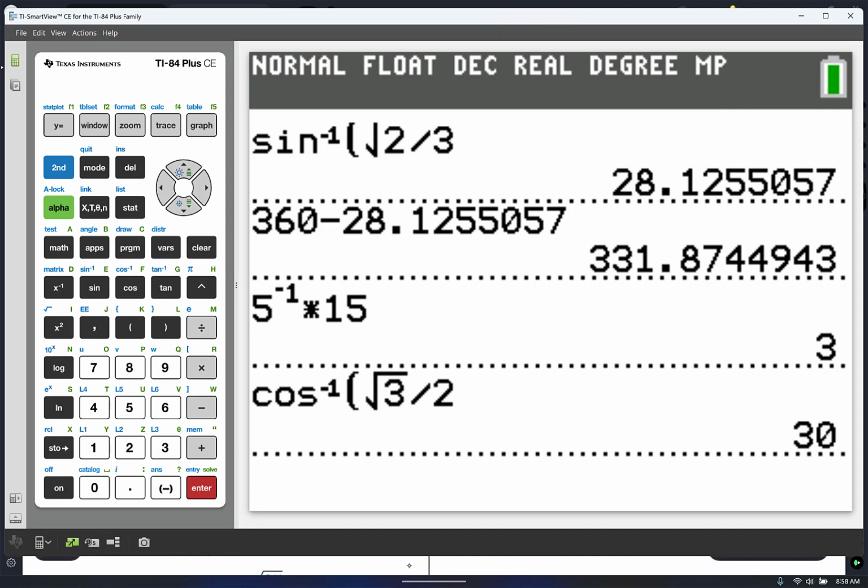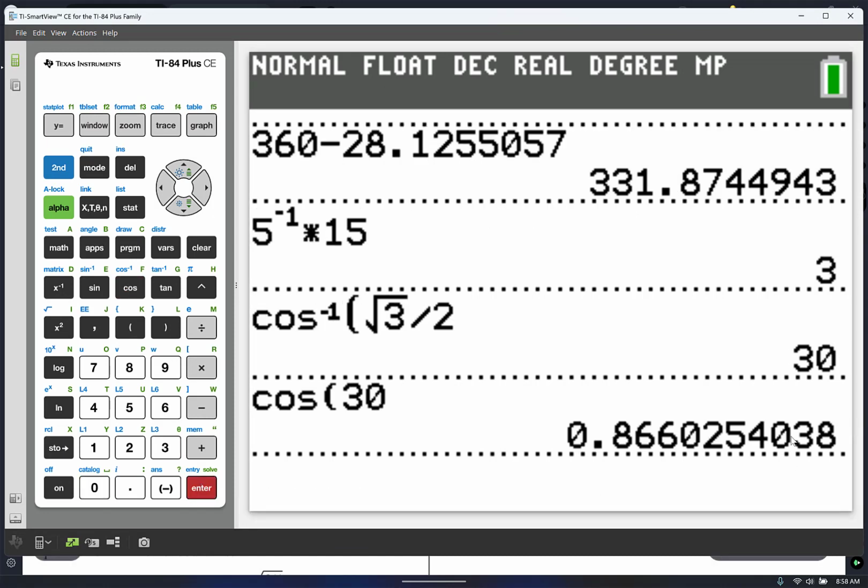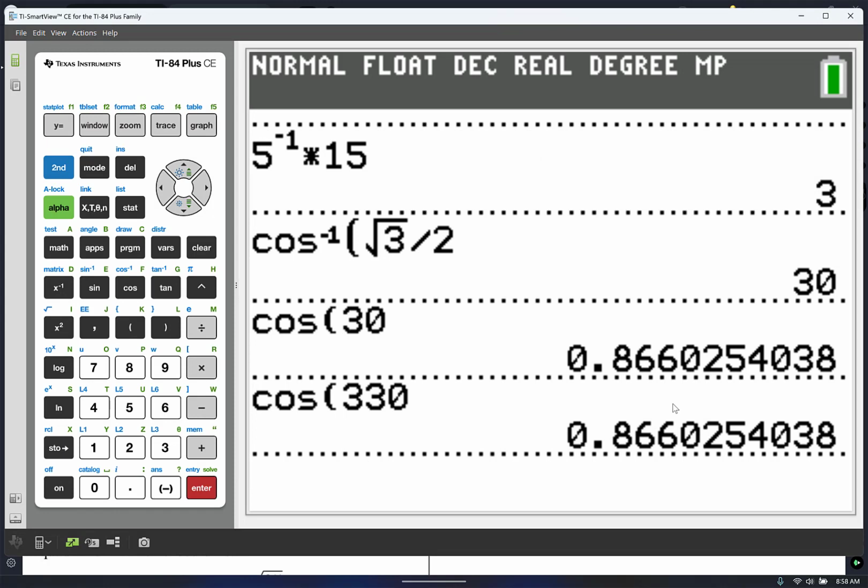So watch. If I remember that square root of 3 over 2 stands for 0.866, right? If I type in cosine of 30, I get that 0.866, which is square root of 3 over 2. And if I type cosine of 330, I get that same number again. But the calculator is stupid. It's not going to give you the 330. So we've got to use our brains a little bit to figure out what quadrant we're in.